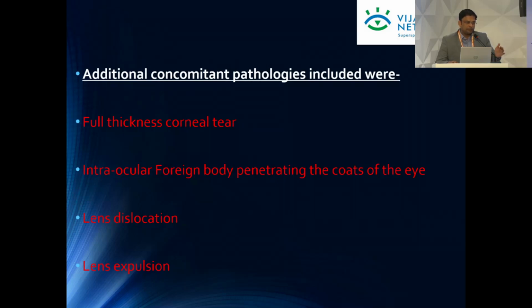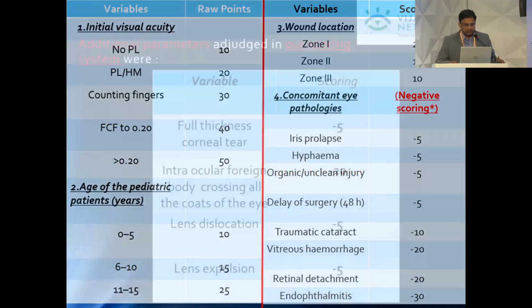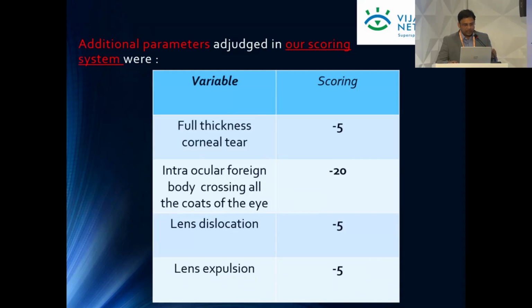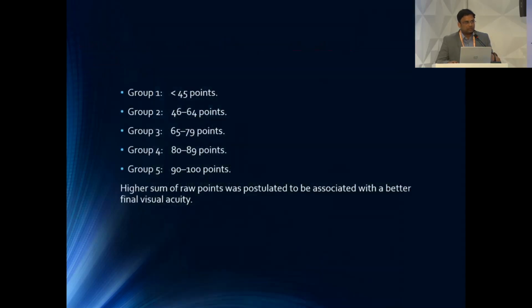The most important point here is that whenever we have a full thickness corneal tear, we always get some kind of astigmatism leading to amblyopia. Same with intraocular foreign body: it will lead to inflammation and cause a secondary membrane and those sorts of things which have a long-lasting effect. And with the lens, if the patient is aphakic, as we all know, amblyopia management is going to be a big challenge. So we incorporated these into this scoring system, added to the existing scoring system. When we prepared the raw points of the summation, these were the modifications done.